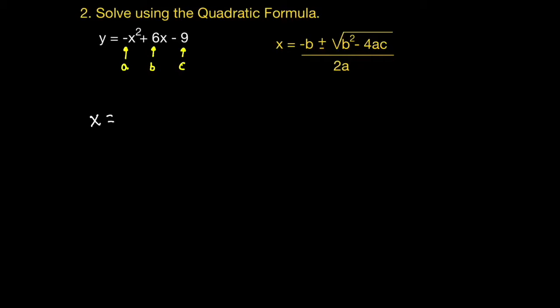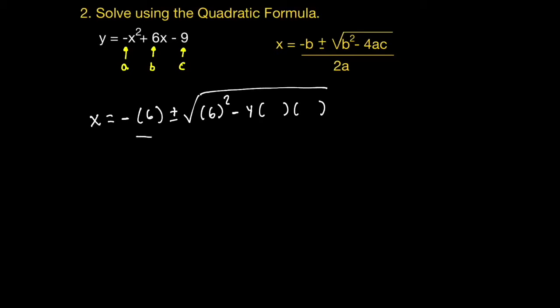So here I'll get x equal to negative b, and b is 6, plus or minus the square root of b squared. So here we'll get 6 squared, and we're going to subtract 4 multiplied by a and multiplied by c. We will divide this by 2 multiplied by a. A and c, that's going to be negative 1 and negative 9. And a reminder that the a value is negative 1.